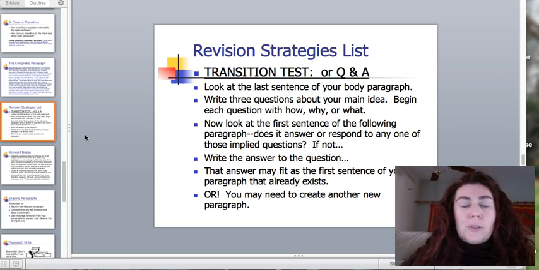And basically these are two different ways of creating a transition after you've summarized your main idea. So if you look at the last sentence of your paragraph, you can think about where you might go next by asking yourself some questions. And when you look at the first sentence of your next paragraph, you're basically figuring out which direction you're going into, and creating a transition from point A to point B so that your readers understand where you're going next.